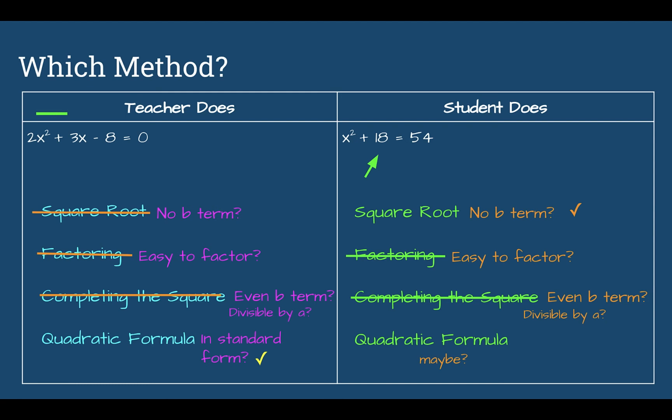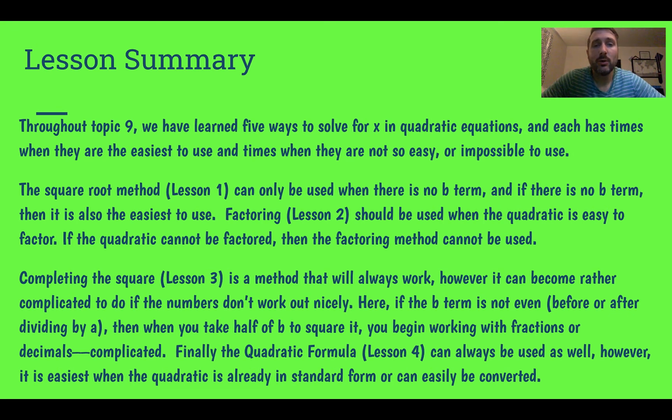So in this lesson, we looked at some of the different things that we learned throughout this topic to solve for x and figure out which one is the easiest and best one to use, depending on how the equation looks. Each of the methods has a time when it's easiest to use and a time when they're not so easy or impossible to use in the case of factoring or square roots.